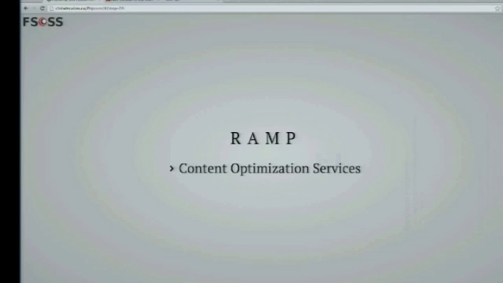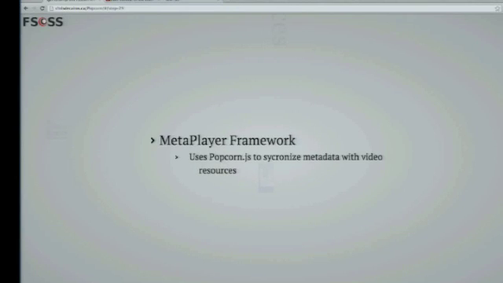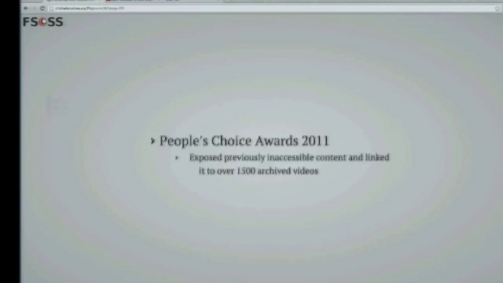And Popcorn.js is a clear way to help them out. And they identified this, and they built something they call the MetaPlayer framework. The MetaPlayer framework allows Ramp to deliver video with associated metadata, and then uses Popcorn.js to display it. One example of how they used this technology was with the People's Choice Awards 2011 website. Ramp was able to expose previously inaccessible content and then linked it to over 1,500 archived videos.